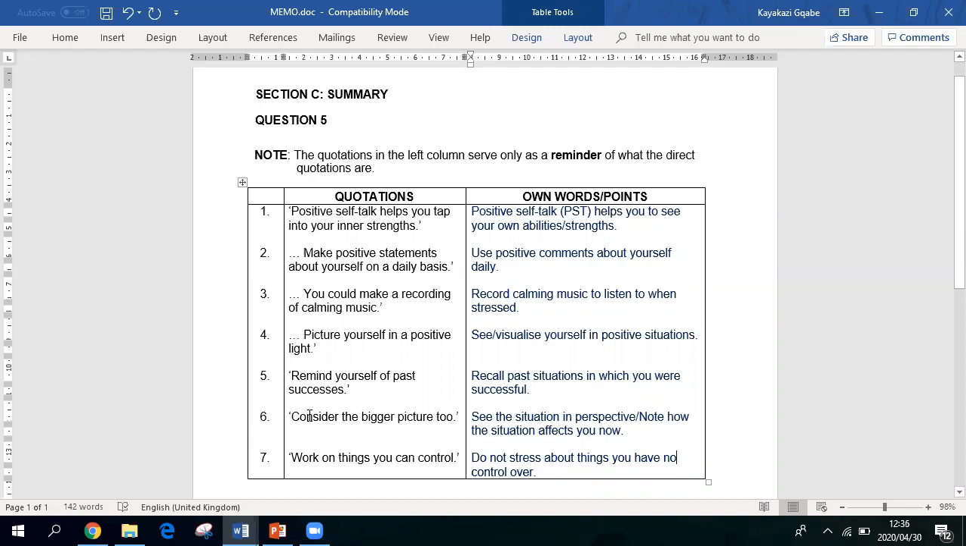You can have a look at number 6 as well. Consider the bigger picture too. See the situation in perspective, or not how the situation affects you now. So this has been paraphrased as well. Remind yourself of past successes. Recall past situations in which you were successful. This has been paraphrased as well. Still means the same thing.